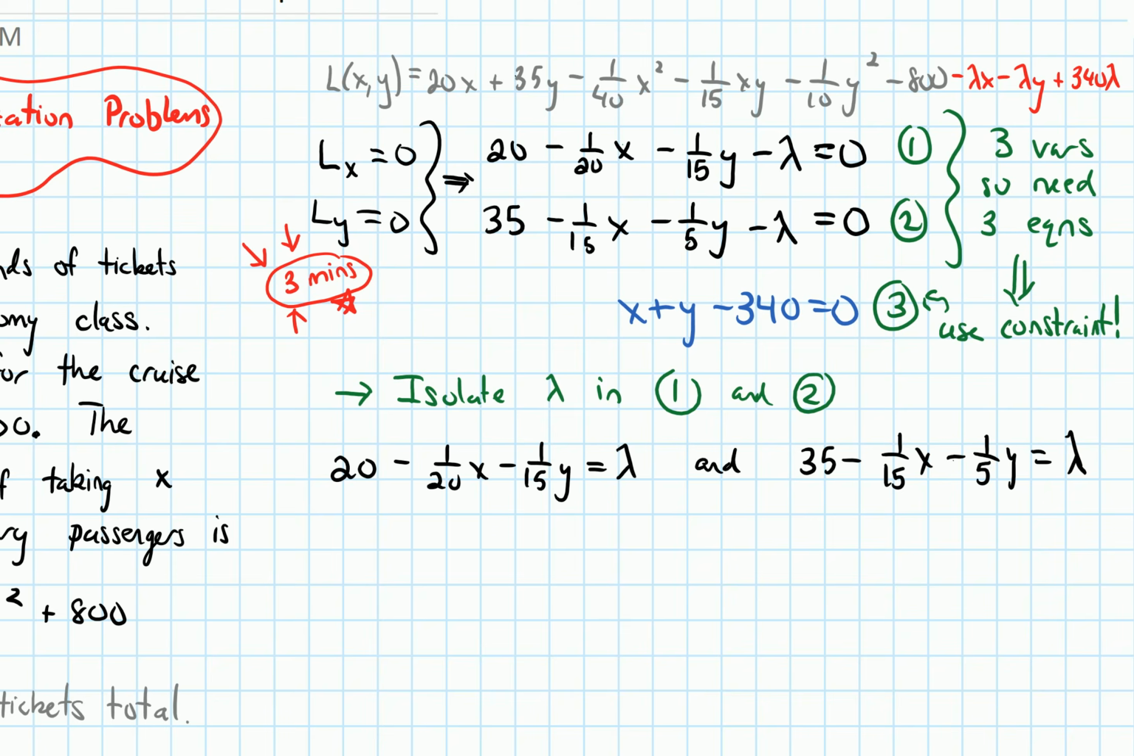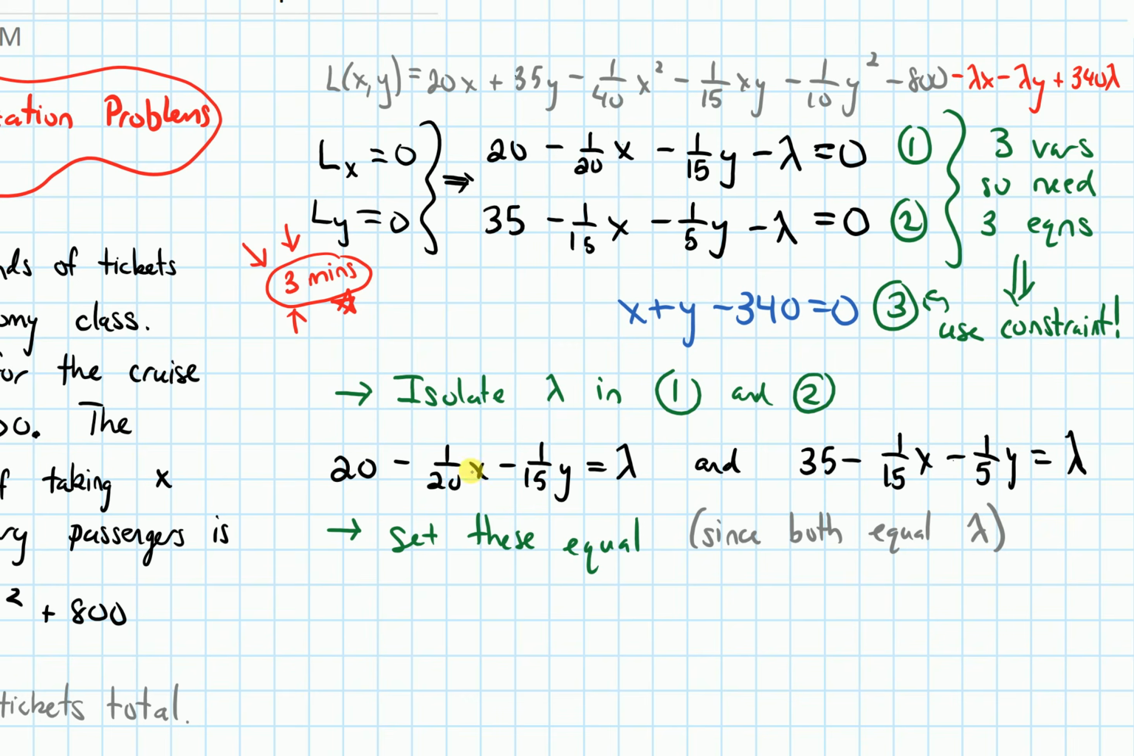So because both of these equal lambda, we should be able to set them equal to each other. So that's my next step. Let's set these equal, and I can do that since both equal lambda.